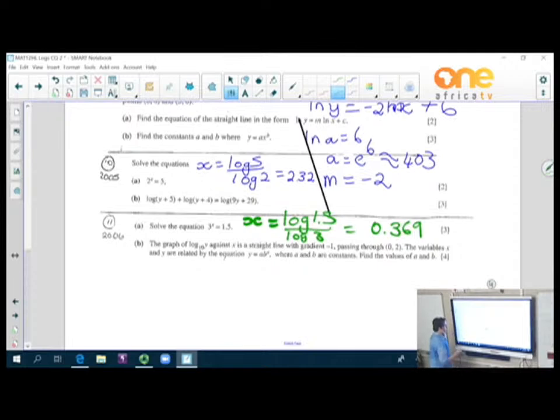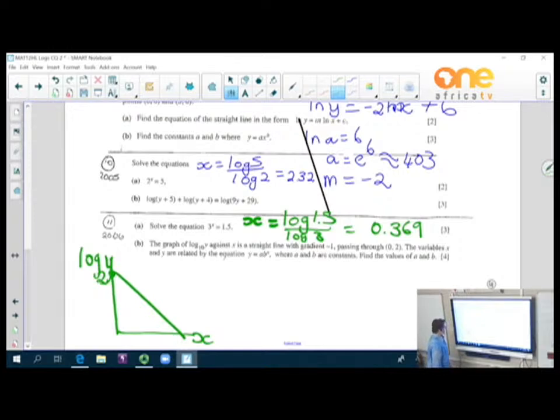The graph of log y, so this is the log axis against x, only one axis is log, is a straight line with a gradient of -1 and it passes through the point (0, 2). So this is the y-intercept (0, 2) and the gradient is negative. So that is my picture. Draw it so that you can see.